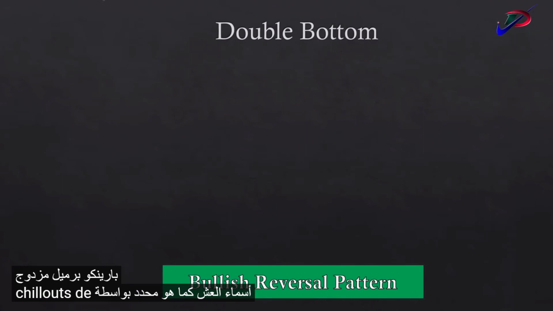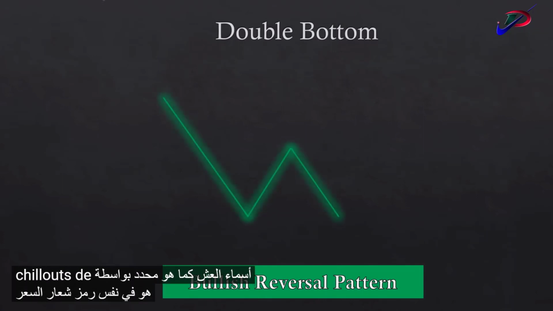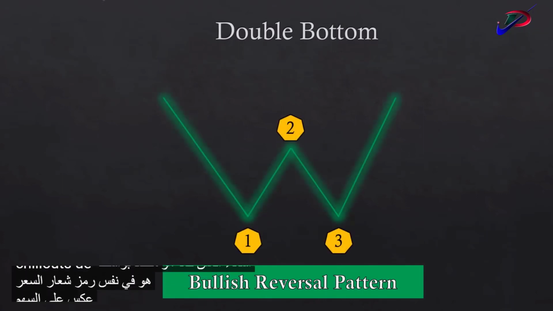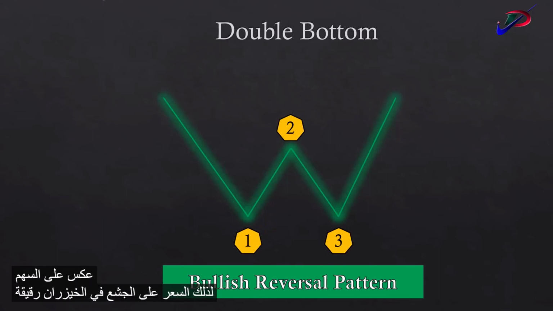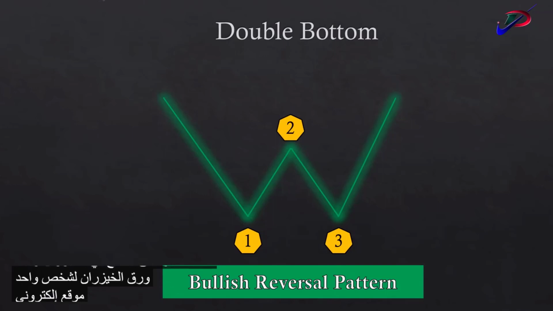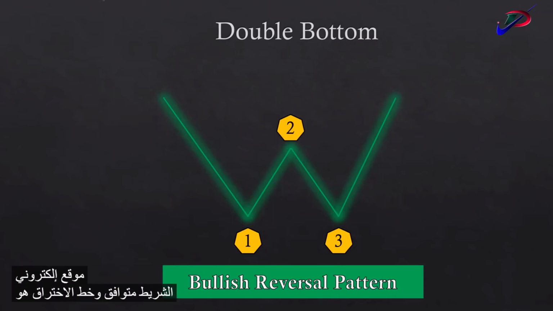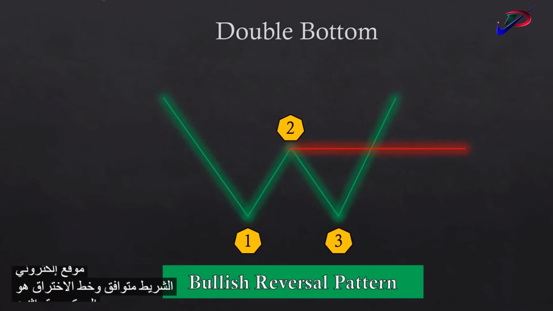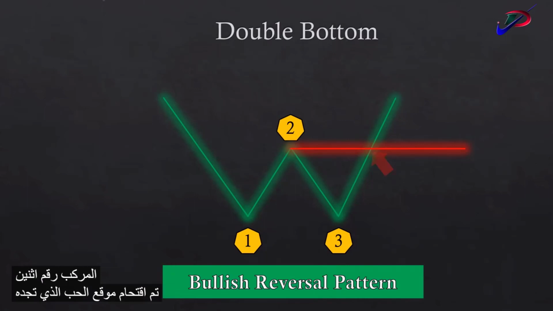Next in line we have a bullish reversal pattern called double bottom, and as the name suggests, it's formed by 2 lows that sit in the same price level. It's a bullish reversal pattern, so price will be going down, and then a double bottom will appear to signal a reversal to the upside. The double bottom is confirmed when the breakout line that comes out of number 2 is broken to the upside.